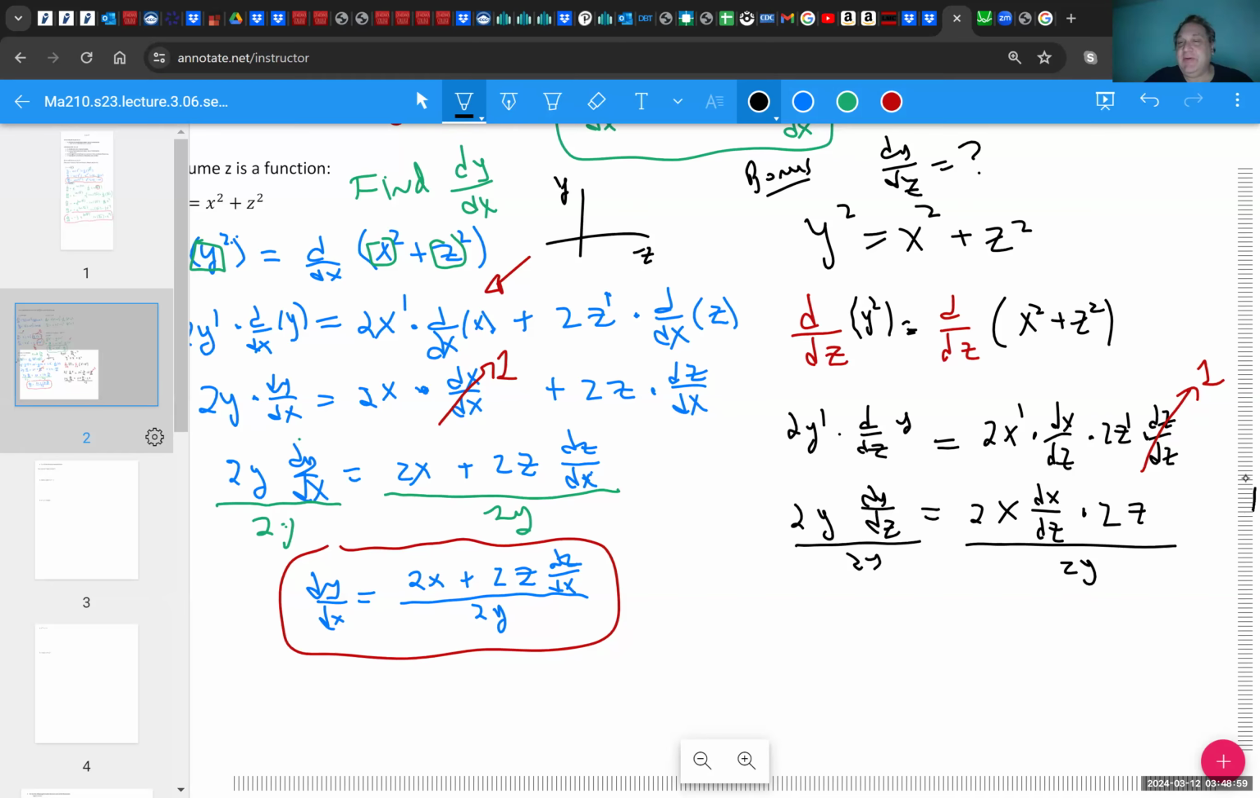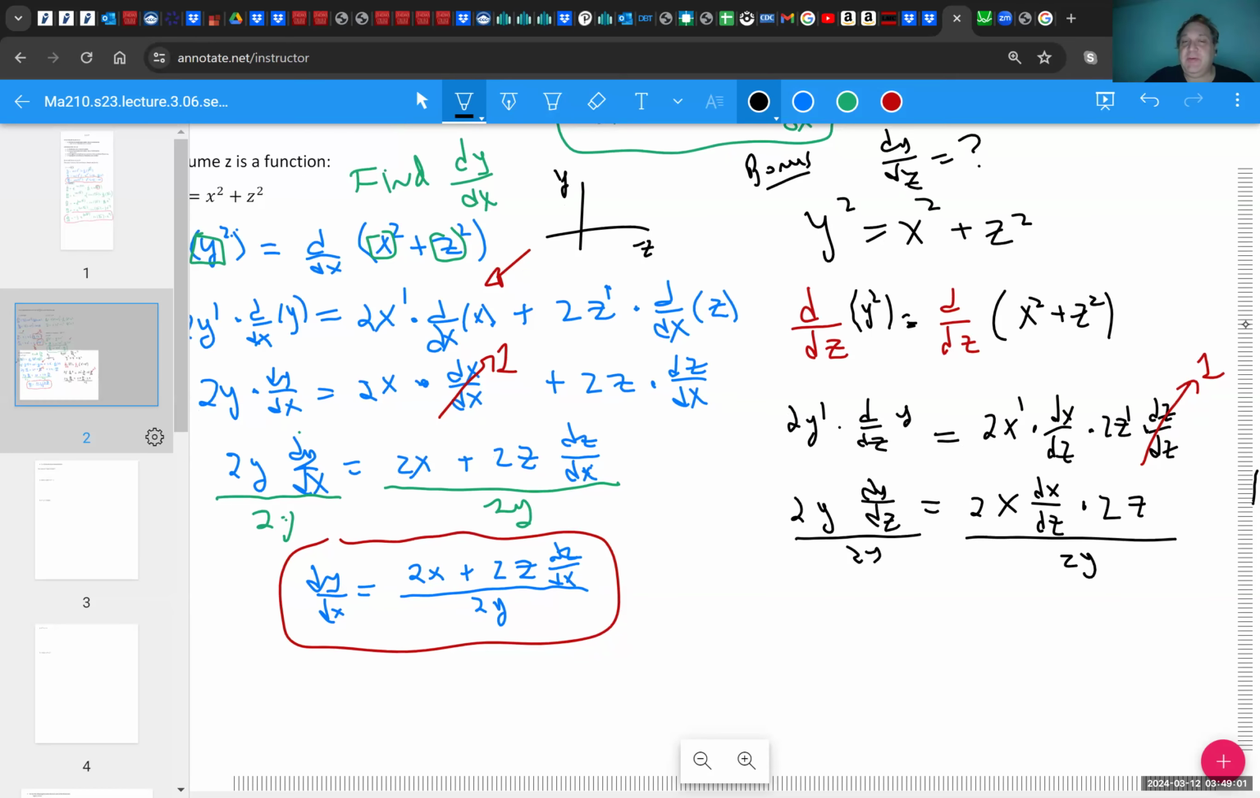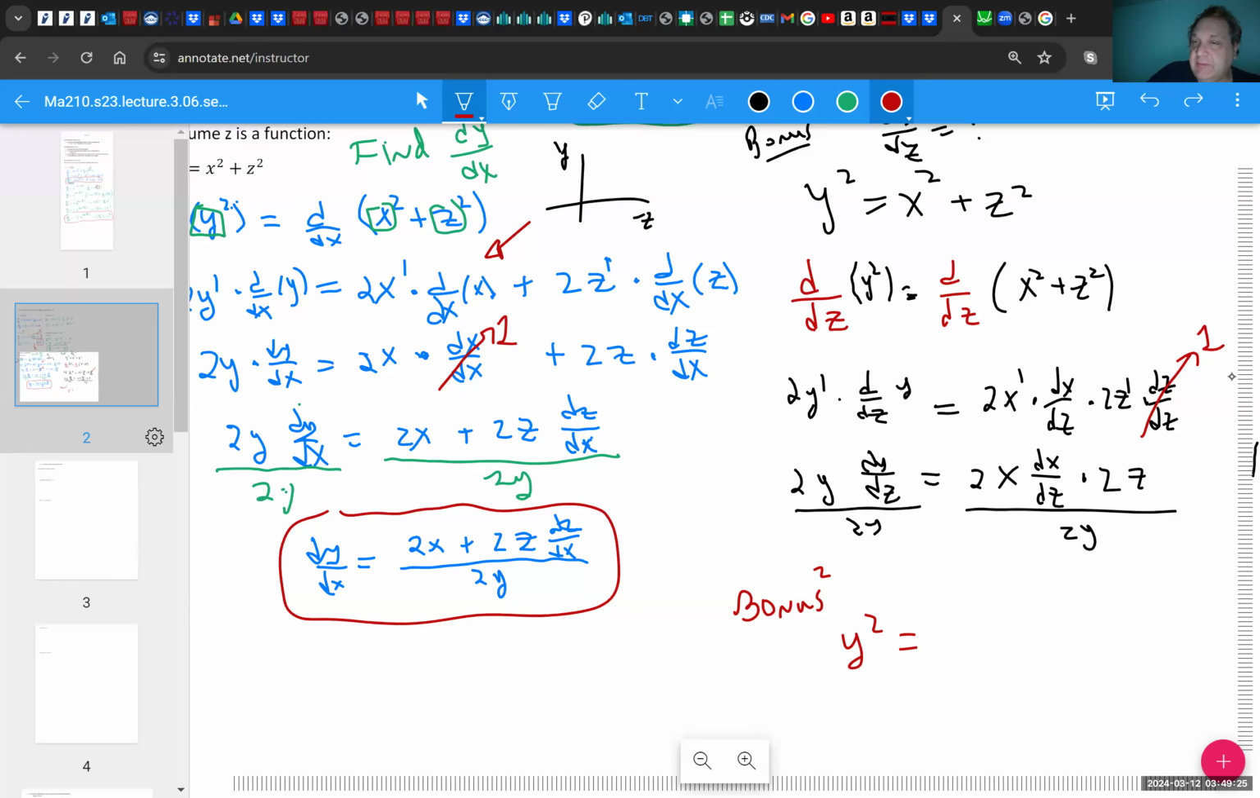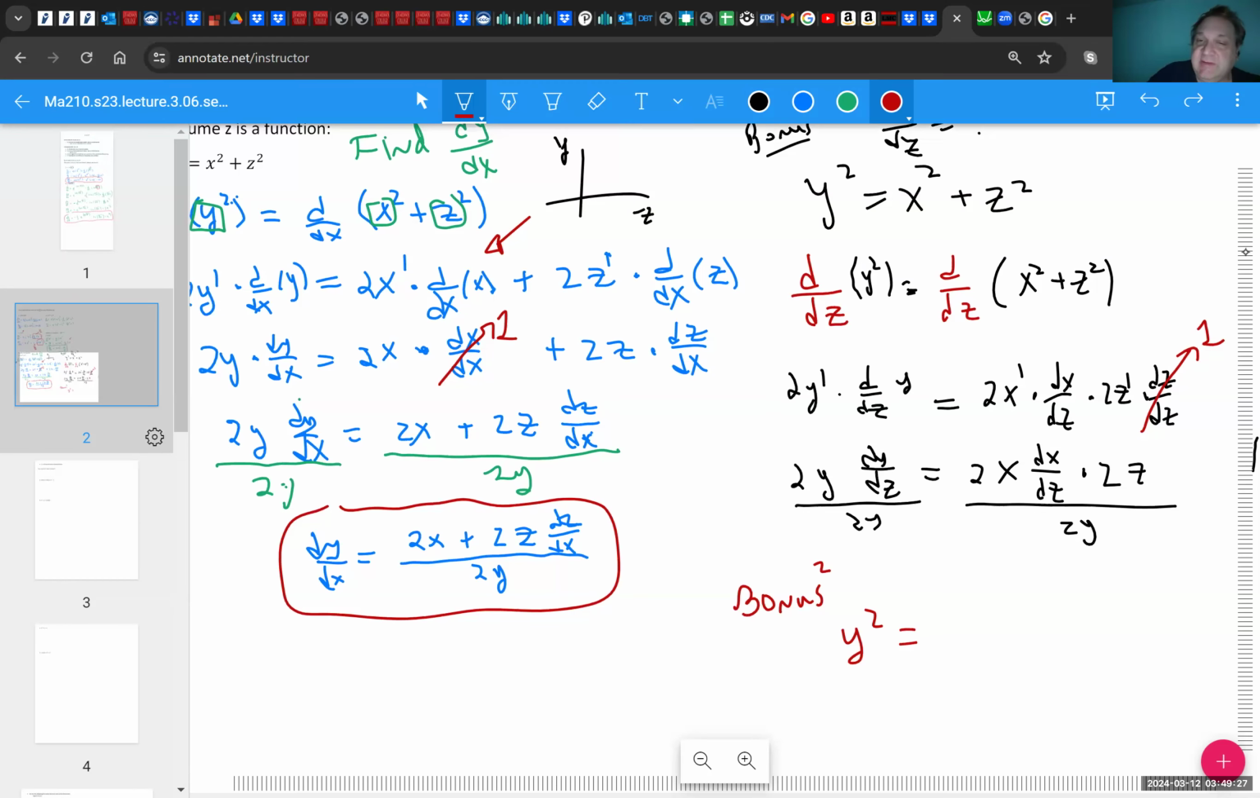All right, last bonus. So that was bonus. I'll do bonus squared. Same equation, right? Y squared equals 2x squared plus 2z squared. No, not 2. Excuse me. The original equation, I immediately forgot it. Just zoom up here. It was y squared equals x squared plus z squared. So let me just keep the exact same equation.